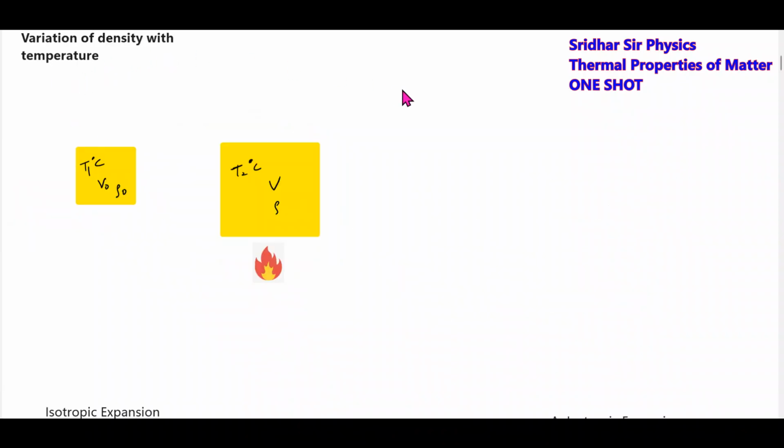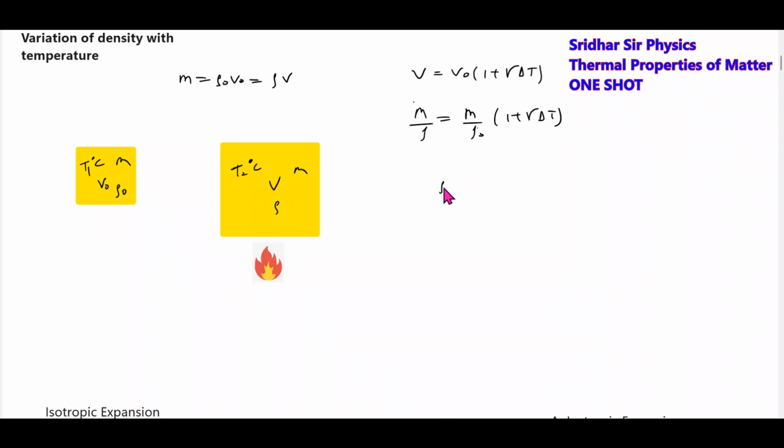Variation of density with temperature. As we know, the volume will increase: V equals V0 plus V0 gamma delta T. The mass of the substance should not change. Mass equals density into volume. So this V, we can write as m by rho, and V0 as m by rho naught, 1 plus gamma delta T. So rho equals rho naught by 1 plus gamma delta T.